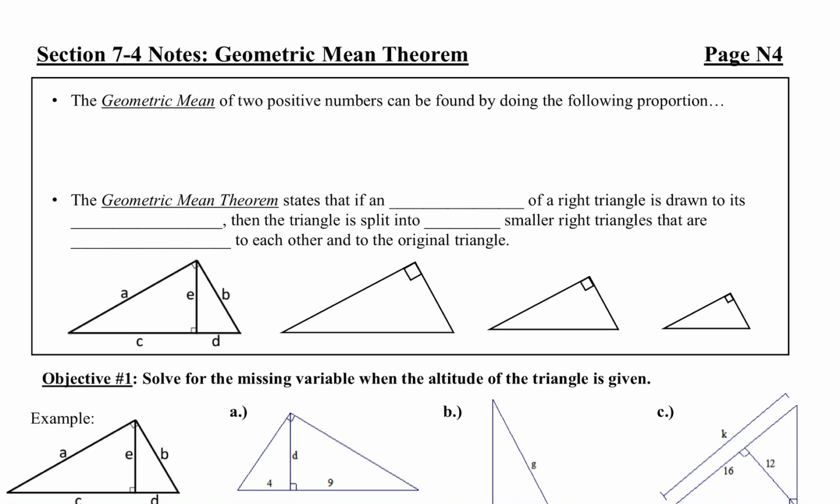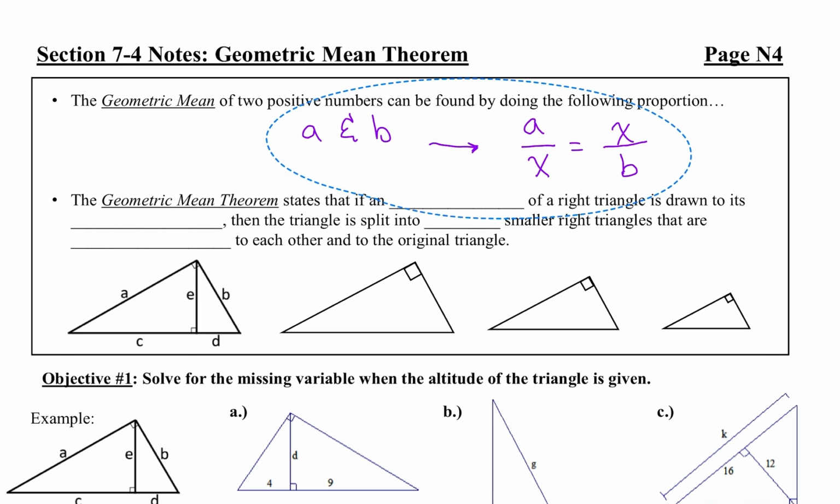So what I mean by that is it's going to look like this. You're going to have two numbers like A and B. And if you want to find the geometric mean of A and B, to do that, you're going to set up a proportion where we put A on the top of one fraction and B in the denominator of a different fraction. And then in those two blank spots, we're going to put the variable X.